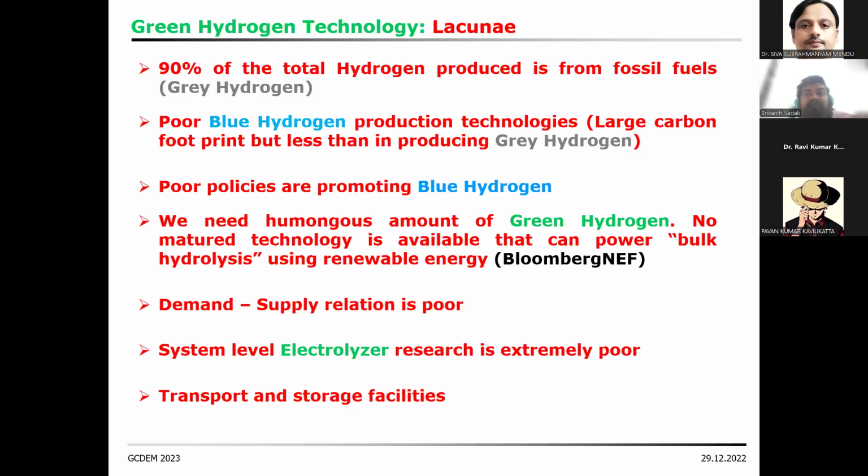Now, once you use fossil fuels, it is called gray hydrogen. I hope some of you know that there is something called gray hydrogen, blue hydrogen, and then comes the green hydrogen. Then what is blue hydrogen? Some of the companies, some of the research institutions, just to promote their work, they produce hydrogen by using non-renewable energy sources, and that hydrogen is called blue hydrogen. Okay, yes, in the case of blue hydrogen, still there is a large carbon footprint, but not as high as that in the case of gray hydrogen.